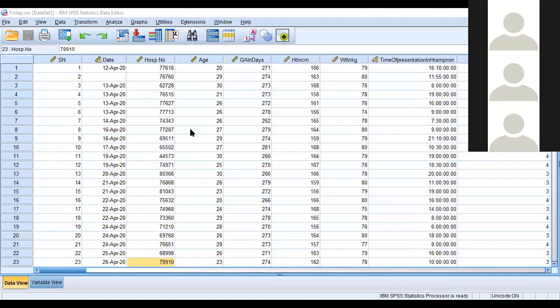You can see the data set. Can everybody see? Yes, sir. So you now say analyze. This is the age of the 20. Can you see 1 to 20? This is the age. You analyze, compare means. Go to compare means.